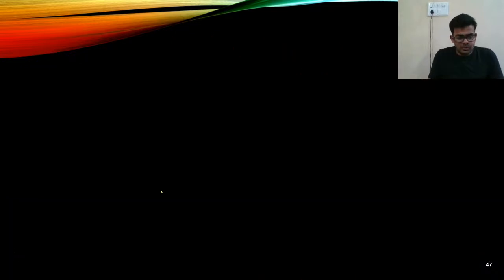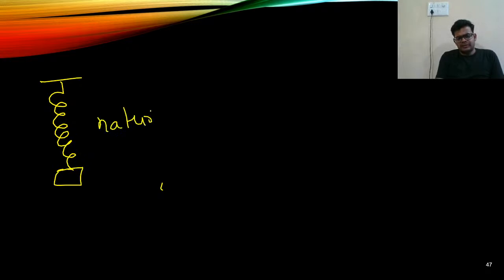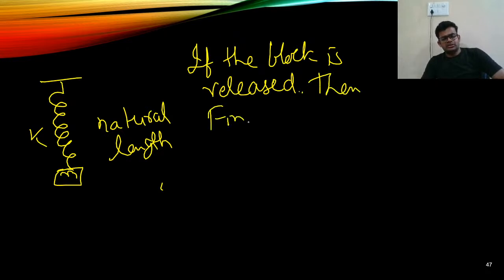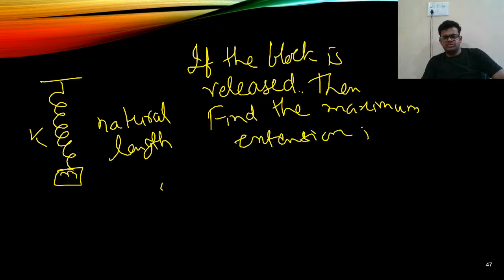Now the second question. If it is written that the spring is in its natural length, mass is m, and the block is released, or dropped, or we can say released suddenly, then find the maximum extension in the spring.